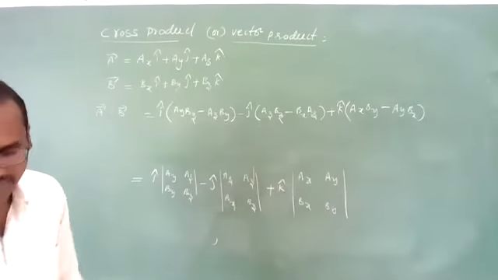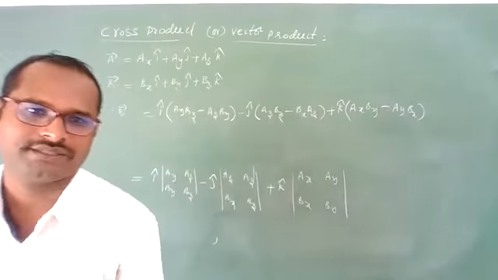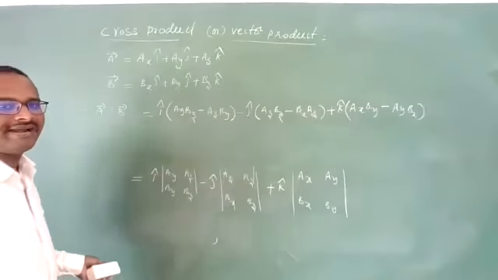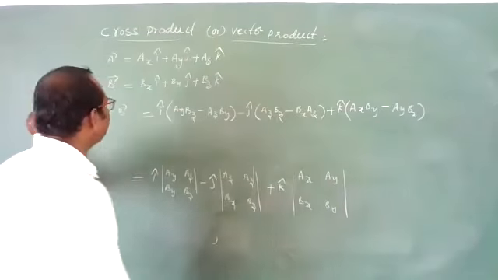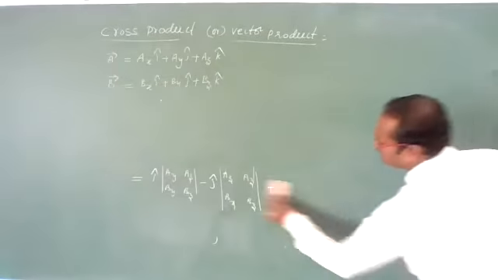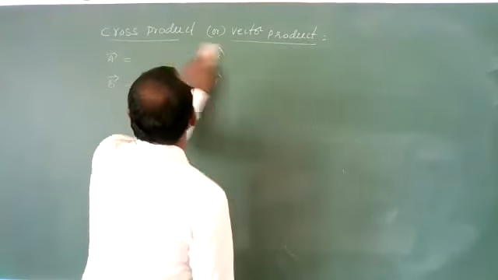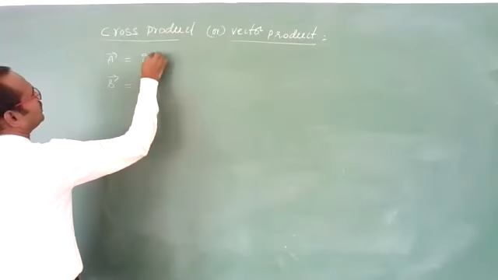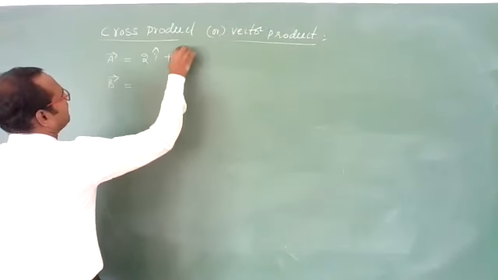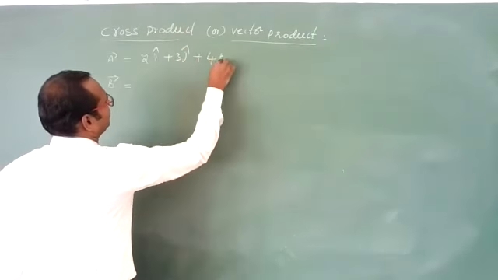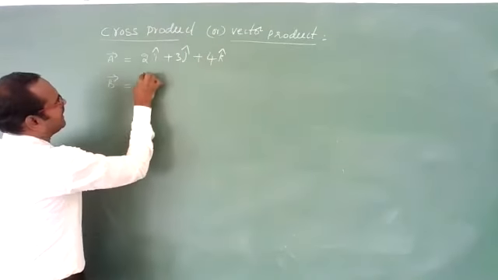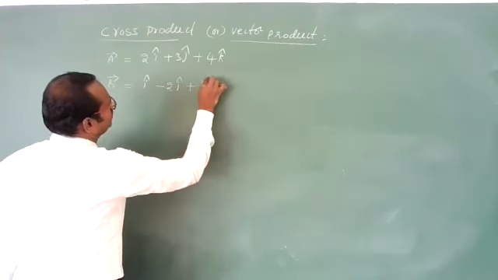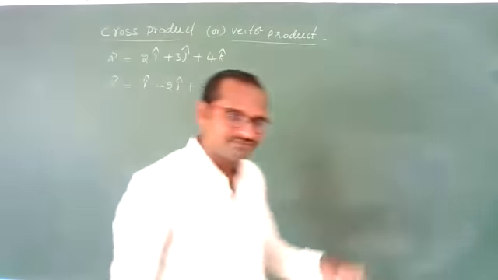Let it be whatever it may be, according to that you should write. Okay? Now let us take one example so that you will get a clear idea. Now, students, the same method only I will use. Now I will give you 2 vectors. The first vector is 2I cap plus 3J cap plus 4K cap. Another vector is I cap minus 2J cap plus 3K cap.